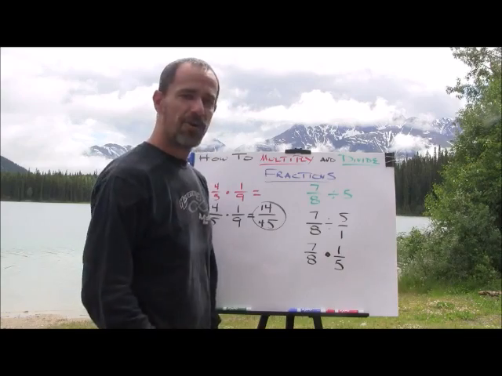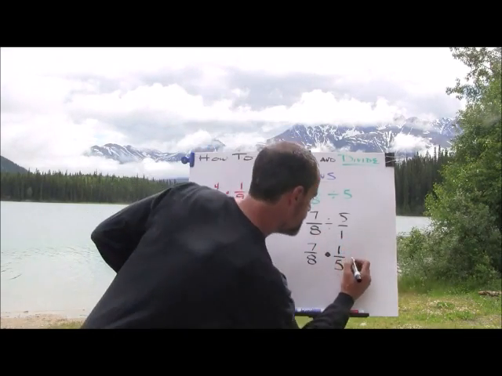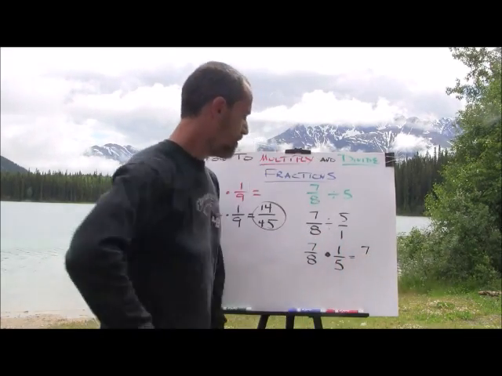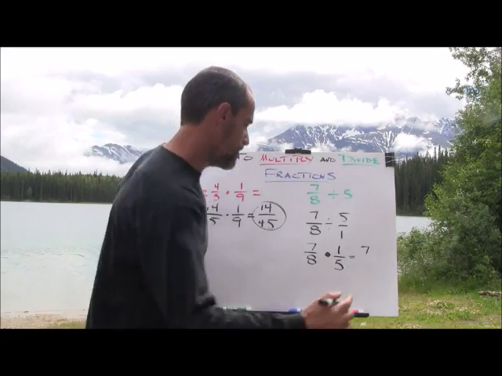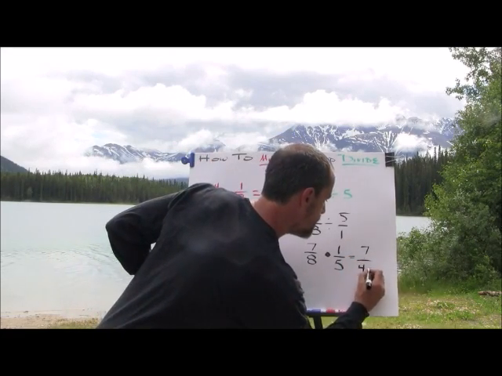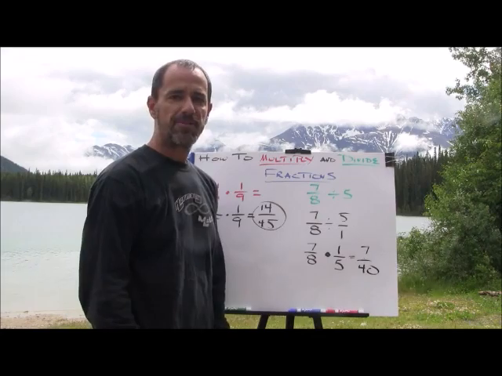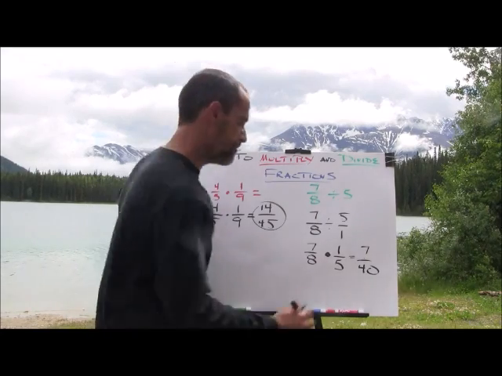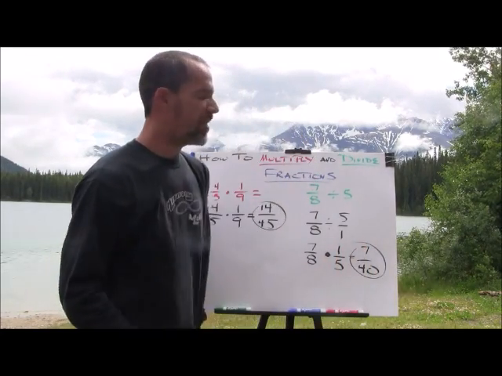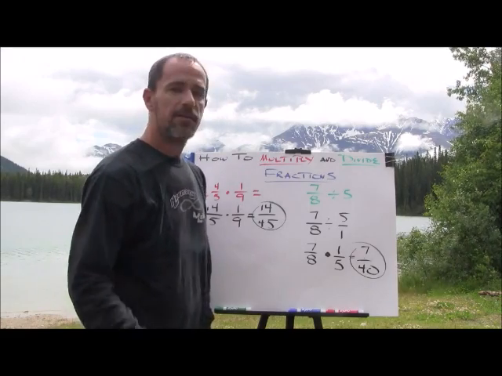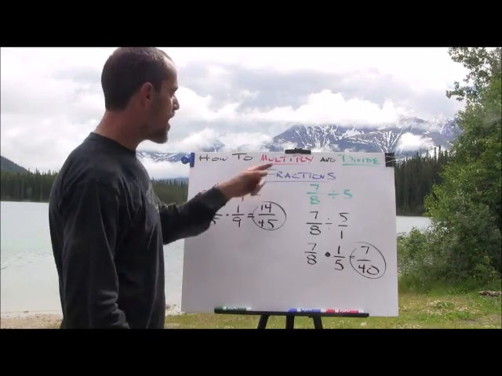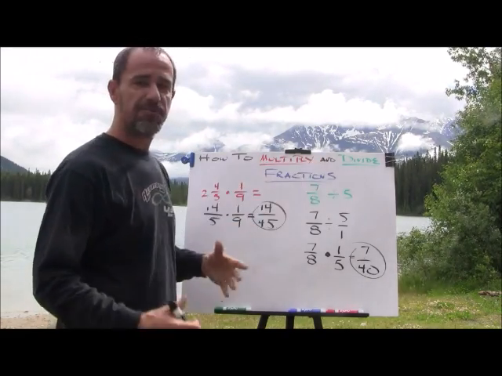Those are easy. We're going to multiply the numerator times numerator, and then denominator times denominator. Can that fraction be reduced? Nope. Final answer is 7/40.